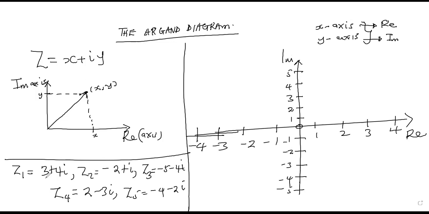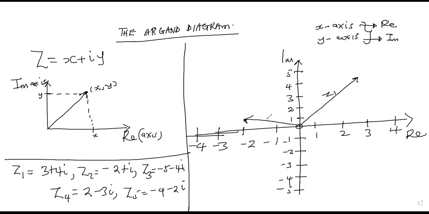Here you have 3 plus 4i. So we have 3 on the real axis and 4 on the imaginary axis. That complex number will be represented as this, and you call that one Z1. You have negative 2 plus i. So we shall have negative 2 on the real axis, plus i, which is positive one. So you have this, and this is my Z2.